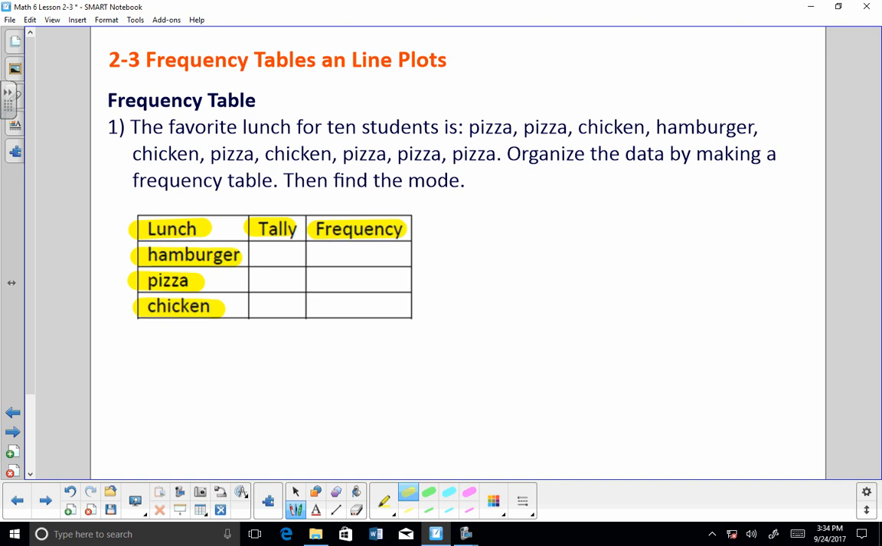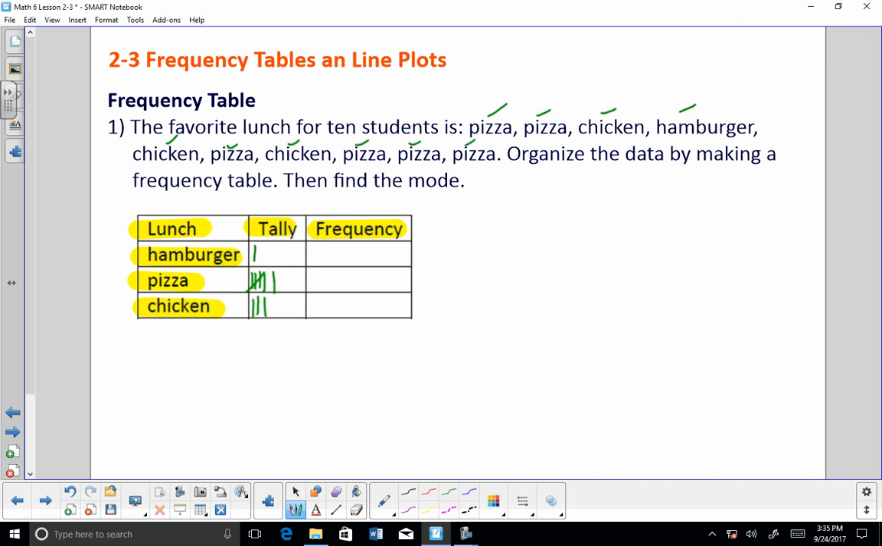So now I'm going to look at these and start making some tallies. The first one is pizza, and then comes pizza, and then comes chicken, and then comes hamburger, and then comes chicken, and then pizza, and then chicken, and then pizza, and then pizza, and then pizza. Okay, so if we look at this, we had 1, 2, 3, 4, 5, 6, 7, 8, 9, 10. Tally 10 data items, so I should make sure I have 10.